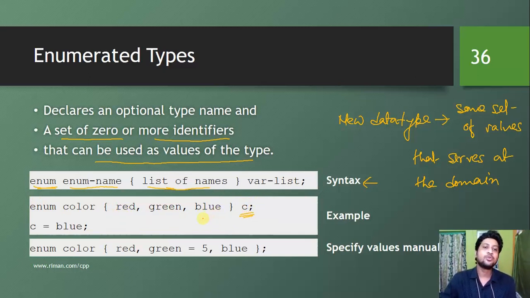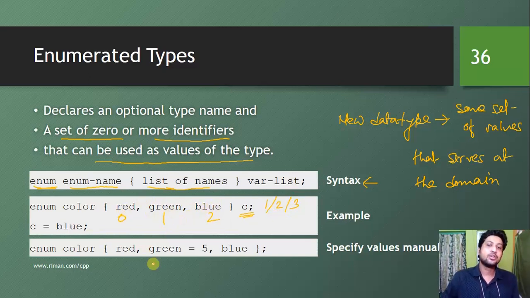And one more interesting thing, these values are by default indexed starting from 0, 1, and 2. So by default, this is 0, this is 1, and this is 2. So this c can have either 0, 1, or 2, or it can have either red, green, or blue.